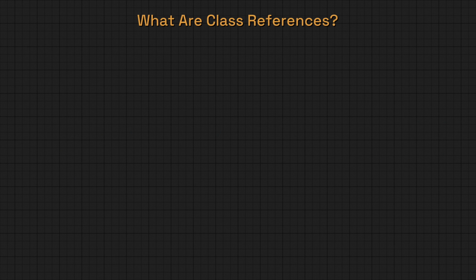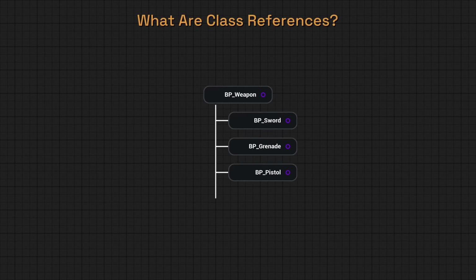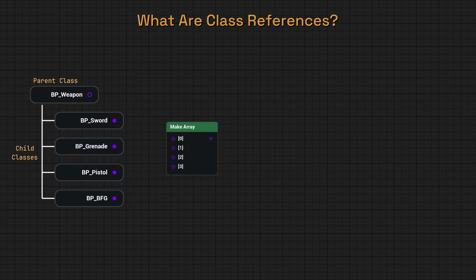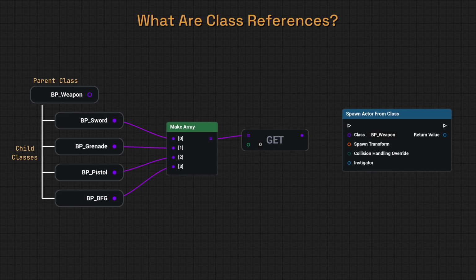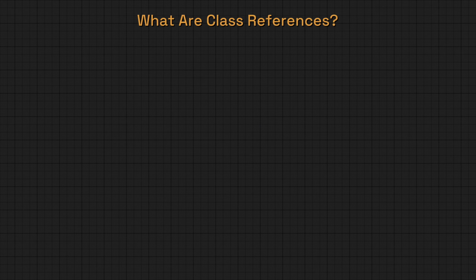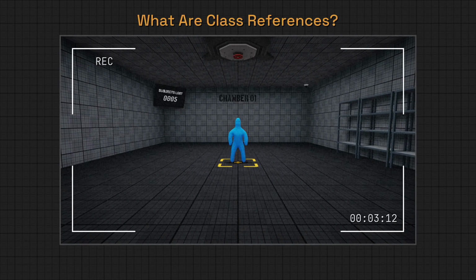One really cool thing to note is that a class reference typed to a parent class can also store any of its child classes. So let's say we have this array set up to store different weapons we could give Fred. If all of our weapons share a base class like BP weapon, and we create child classes for each individual weapon, we can add any of those child classes to this array. This is commonly used for things like spawning weapons or enemies. Now that we have the correct class reference, we can spawn the sword and use the returned object to give it to Fred.